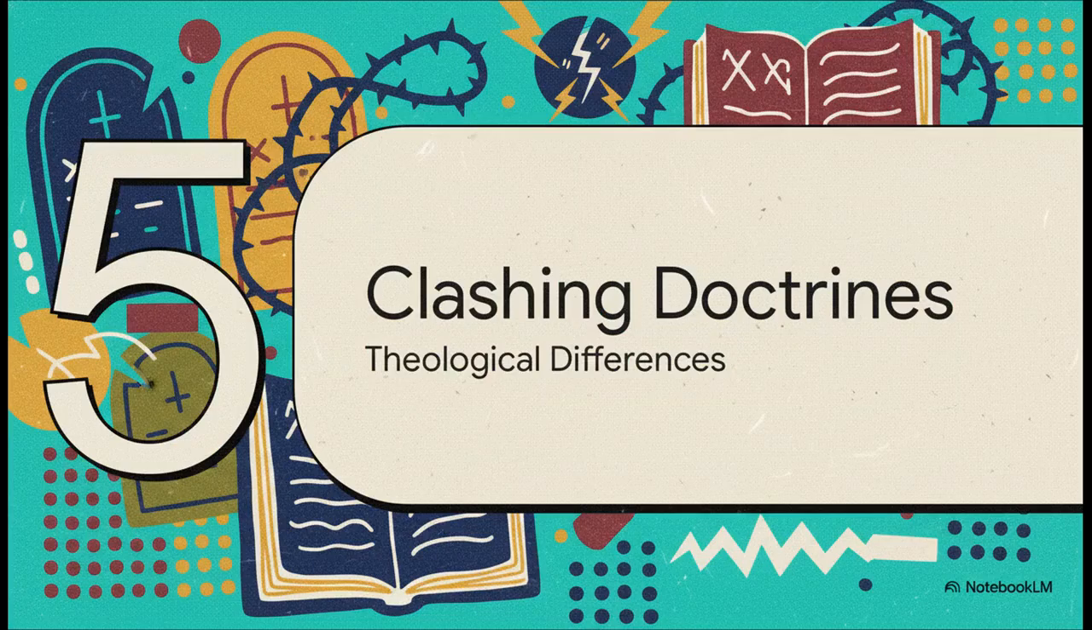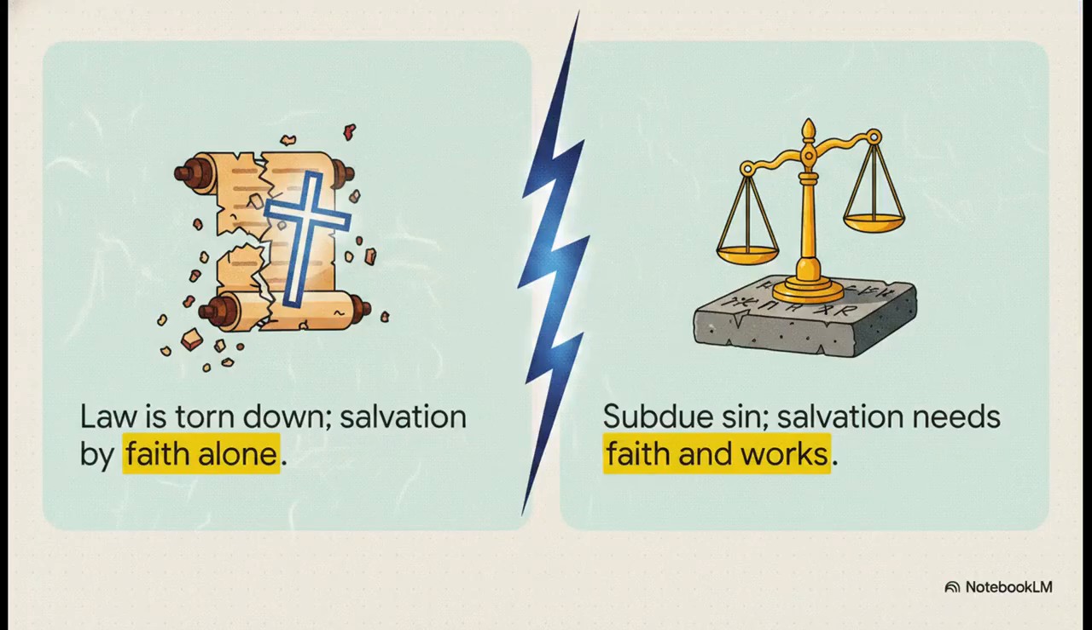Let's look at Section 5, Clashing Doctrines. This brings us to the real climax of the source's argument, the core theological clash. On one hand, you have Paul, who allegedly teaches easy believism, the idea that the Old Testament law is completely torn down and salvation is achieved by faith alone. On the flip side, the source argues Yeshua taught that believers must strictly subdue sin and that salvation requires both faith and rigorous adherence to the commandments.